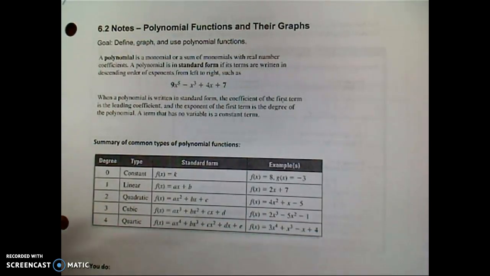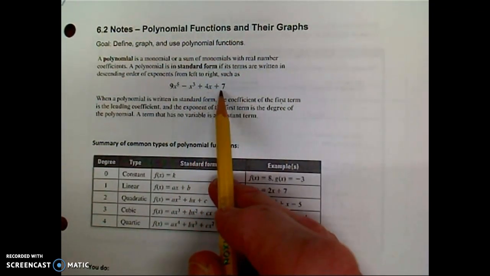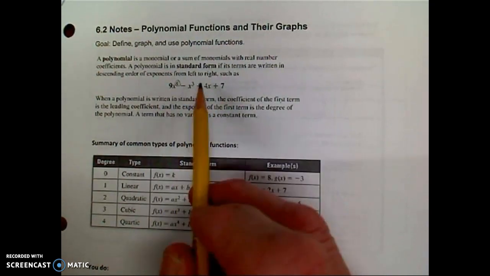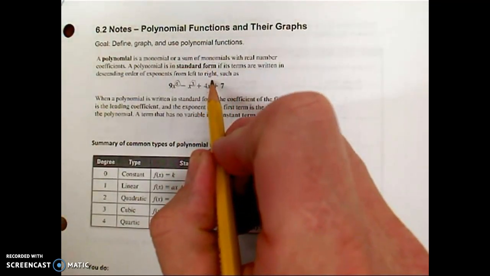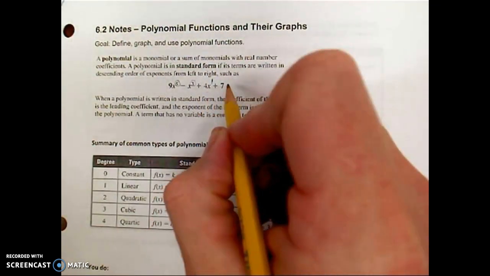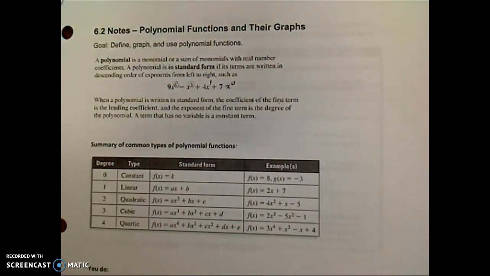In other words, there's one properly accepted way to write polynomials, and that's with the highest degree term first and then in descending order of exponents from left to right. So the example given in the notes, 9x to the fifth minus x to the third plus 4x plus 7. So we see our highest exponent is 5, and then we move down from there. 3, remember a 4x with no exponent is like saying x to the first, and the constant is like saying an x to the 0 power.